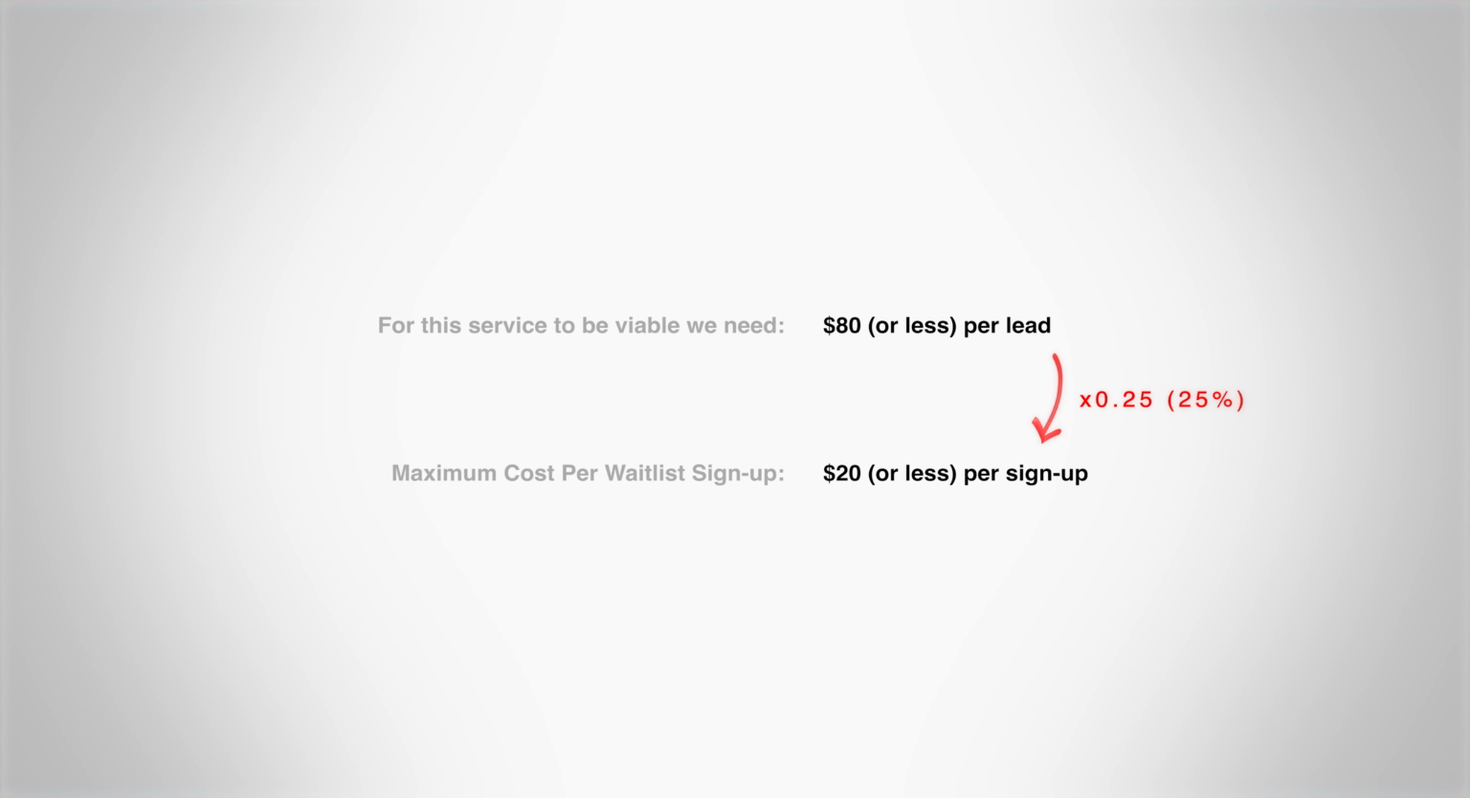So we have a rough 25% ratio where if we're like, okay, to offer this service, we need to generate leads for $80 or less, therefore, our maximum cost per sign up for the waiting list for that service needs to be $20 or less. In this case, we've got $40 maximum allowable cost per purchase and a $10 maximum cost per waiting list sign up when we run this campaign.